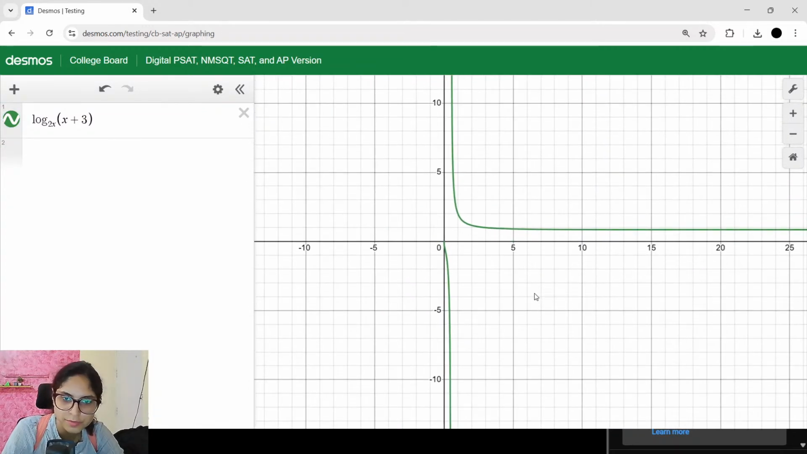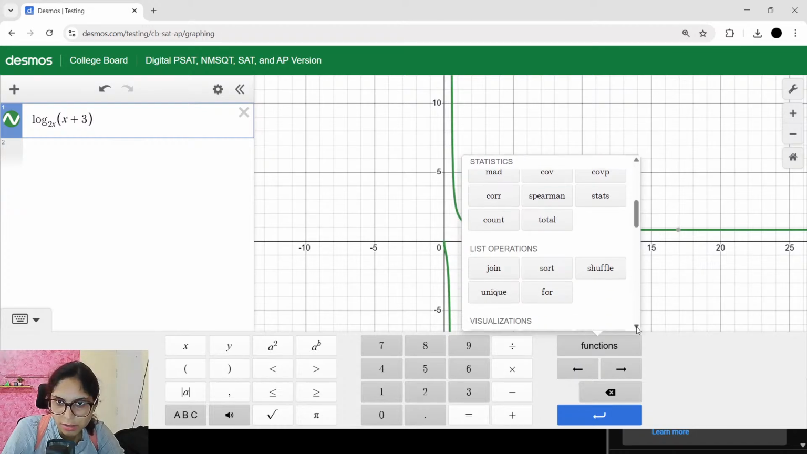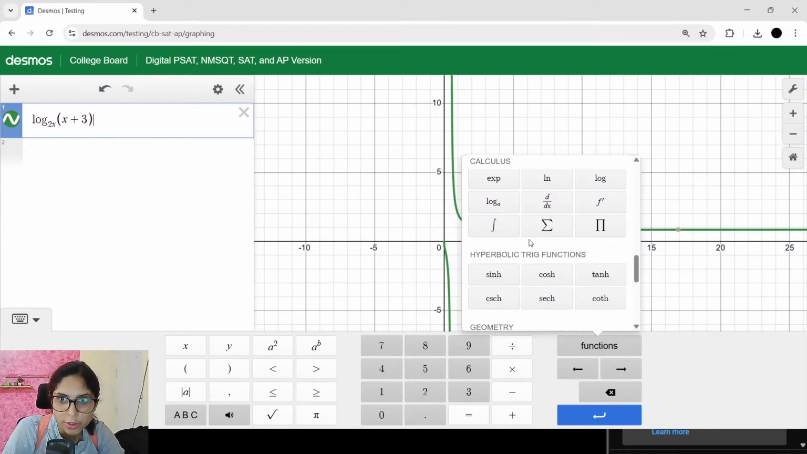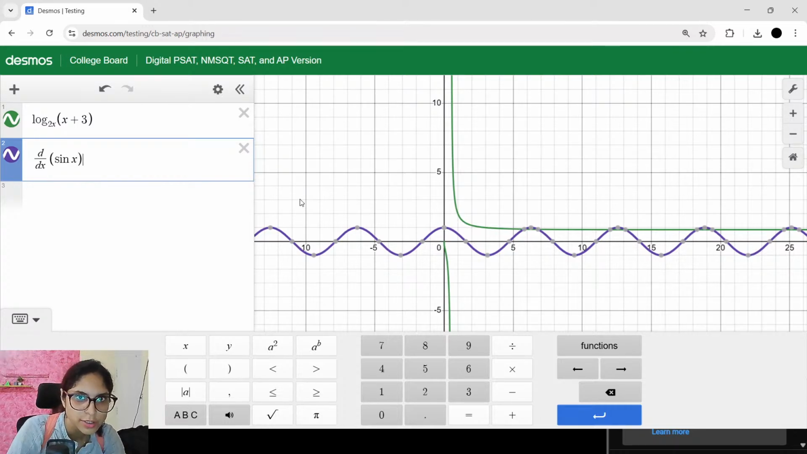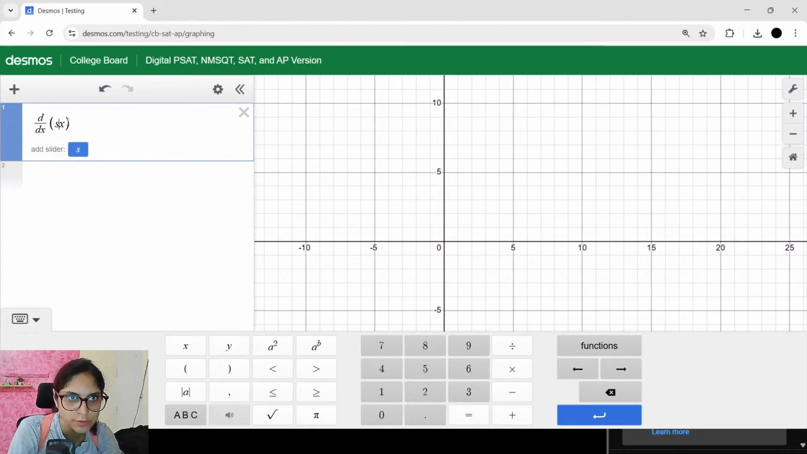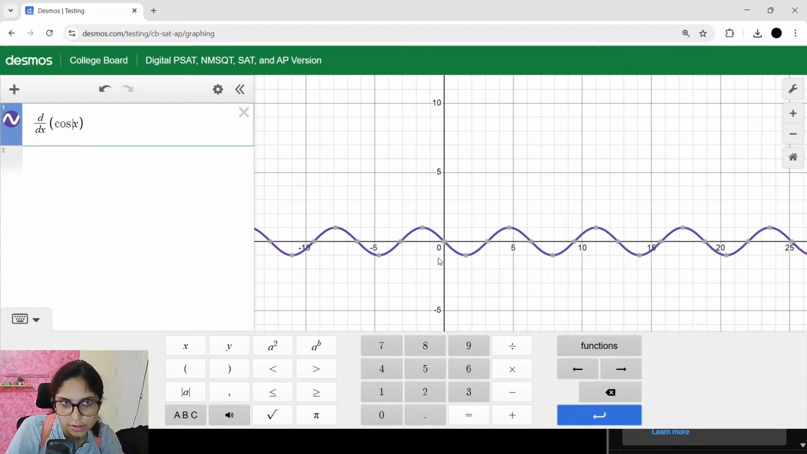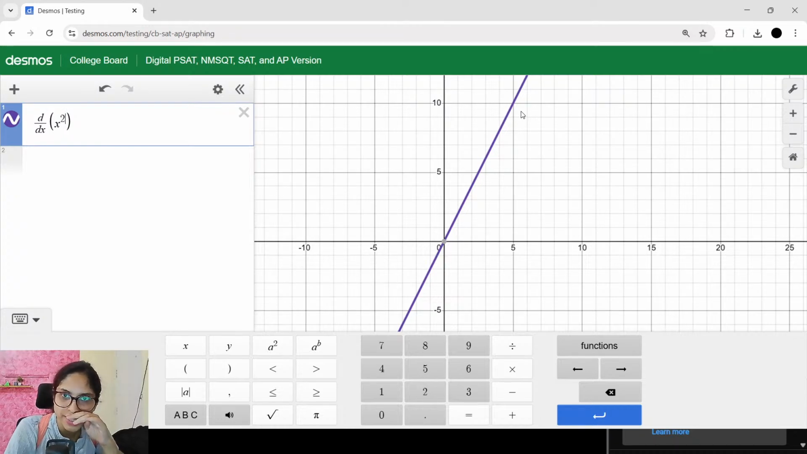This is your graph. So log base a is for anything. And now d over dx, through which you can do your derivative. But the problem is, for example, if I write sine x, it is giving you the function of cosine x. If I write cosine x, you can see it will give me the function of negative sine x. So this is a graph of negative sine x. If I write x squared, it should give me the line because it is 2x.